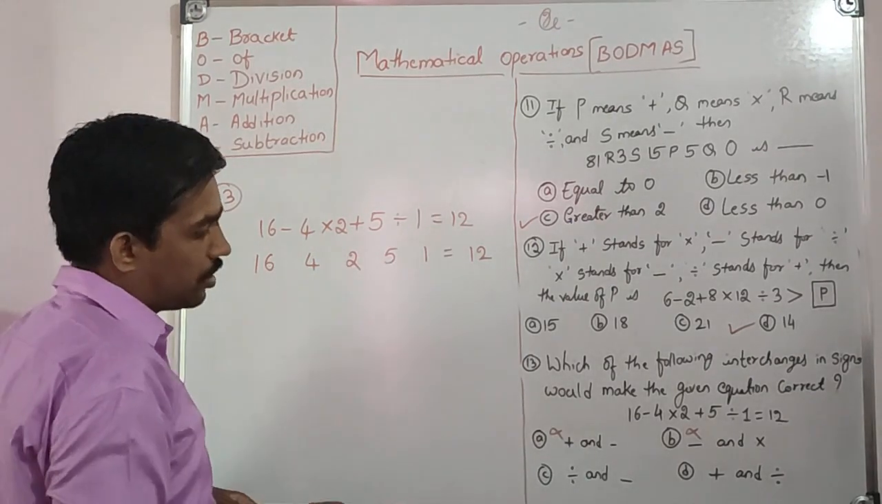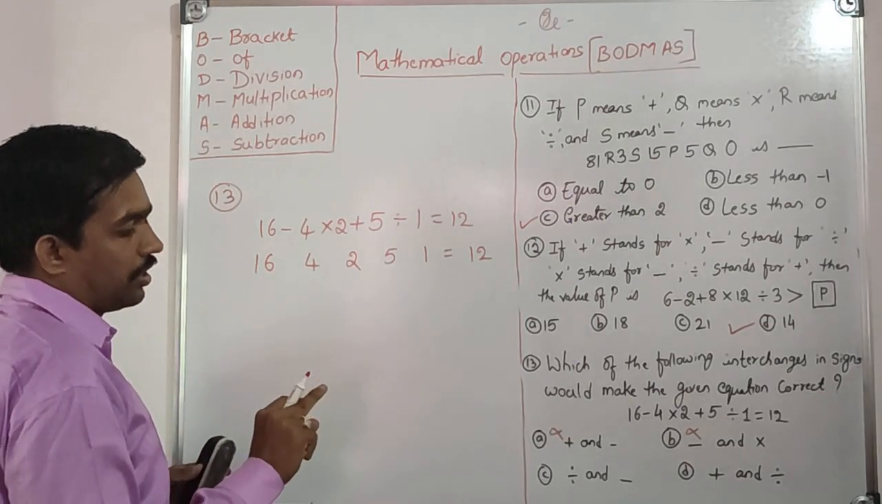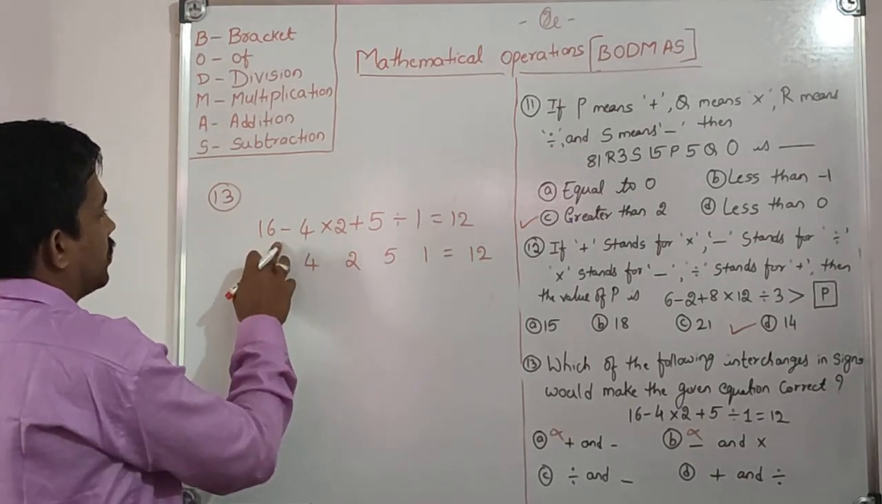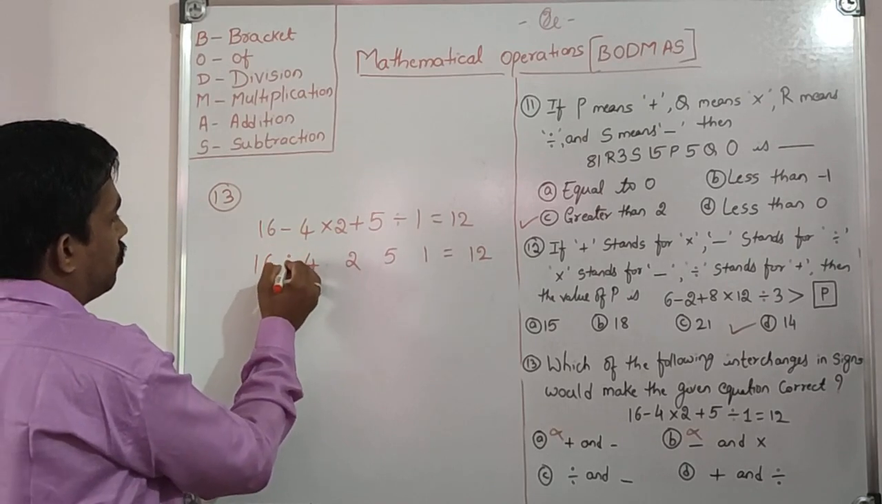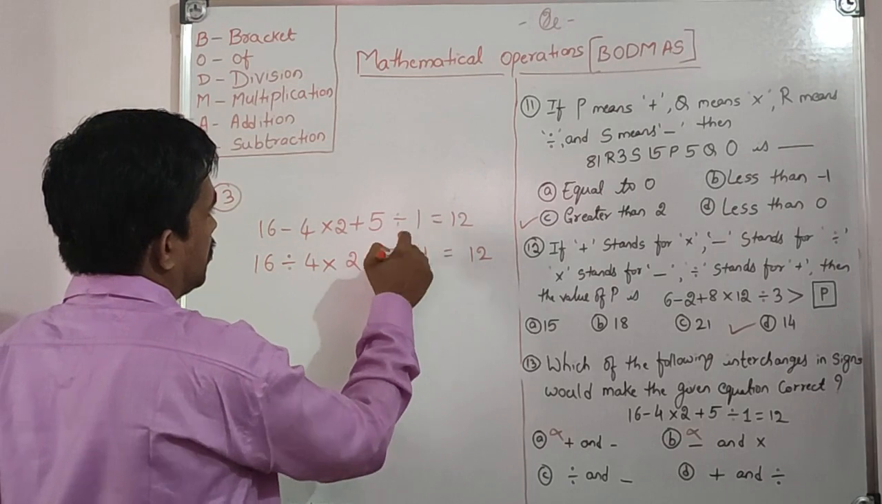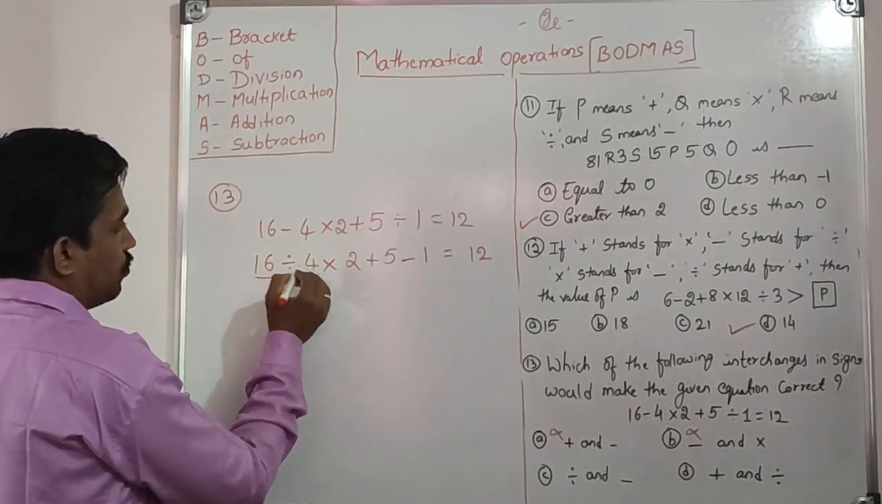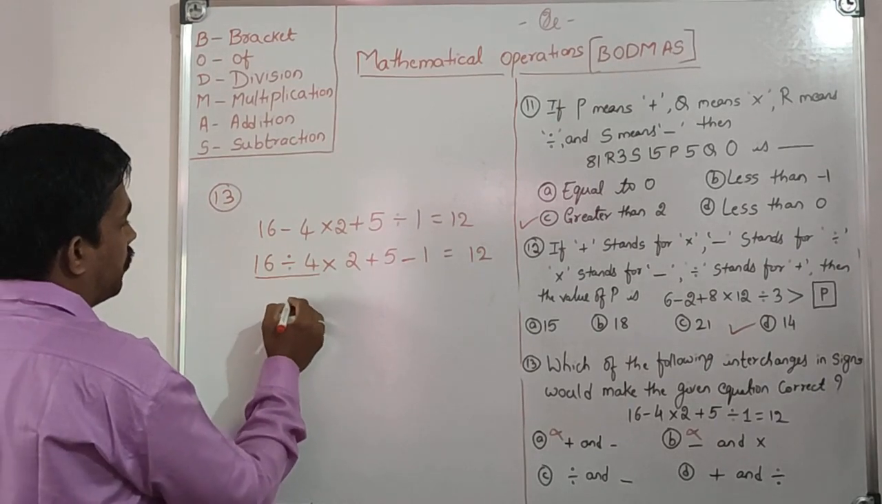So what is our third option? Divide and minus. So again we have to interchange divide and minus. So instead of minus we have to write divide. Into as it is, plus as it is. In place of divide we have to write minus. So we have to solve this.